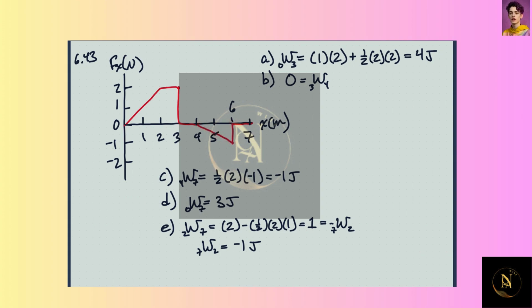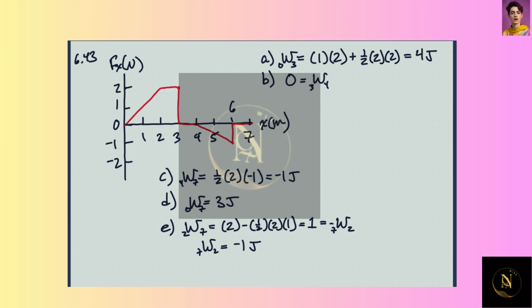Now they ask us for the total work from 0 to 7. Well, in that case, we could either recalculate it all, or we can simply say it's this work plus this work plus this work. And so that winds up being 3 joules. So we did a net work of 3 joules on the system as we moved it from 0 to 7 meters along some path.